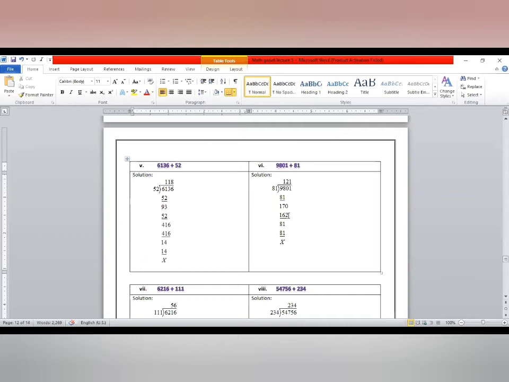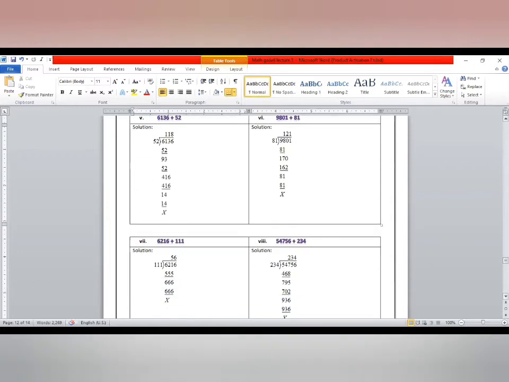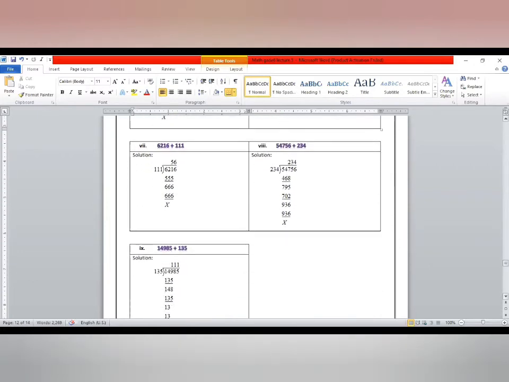And we will bring the 1, last one. Here it will become 81. And 81. Table of 81 on 81, 1 time. So the answer is 121.